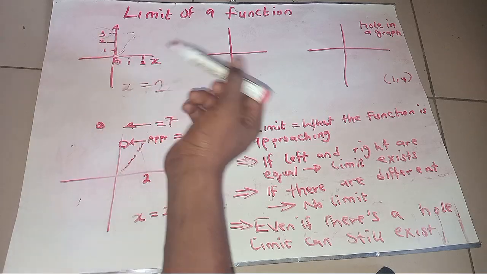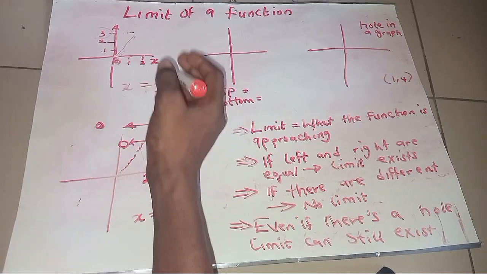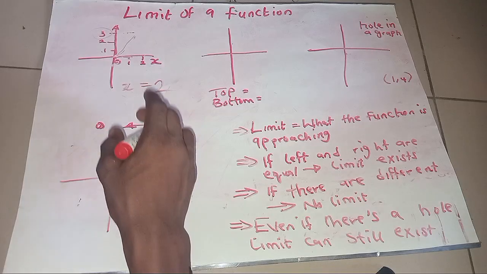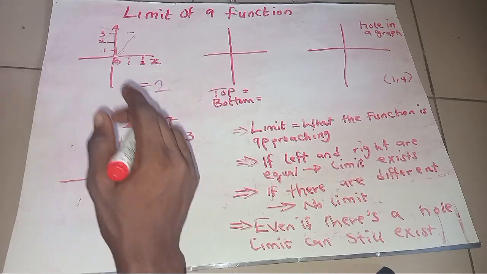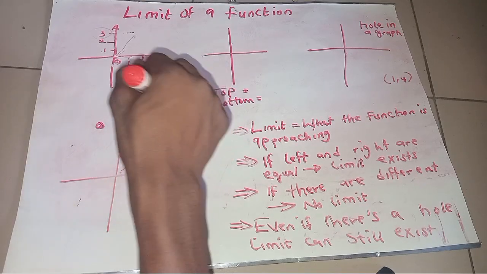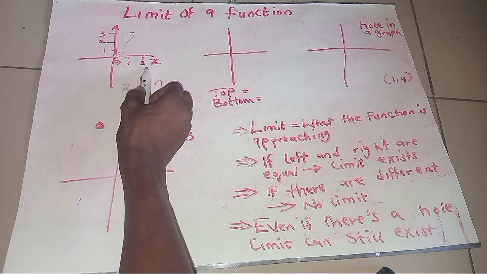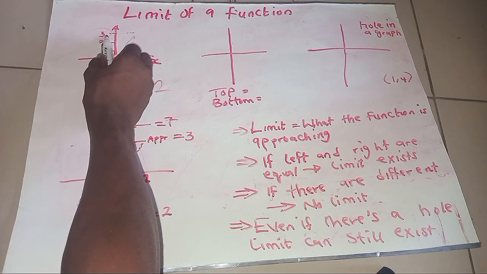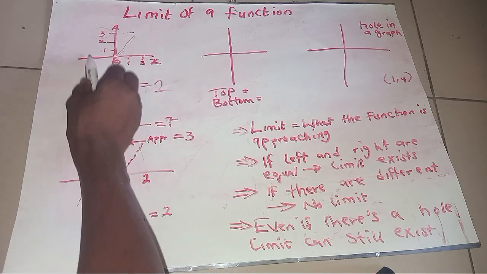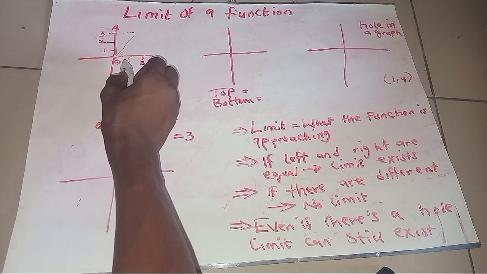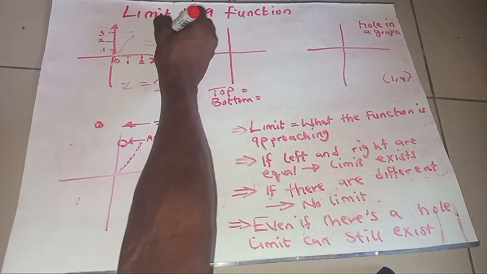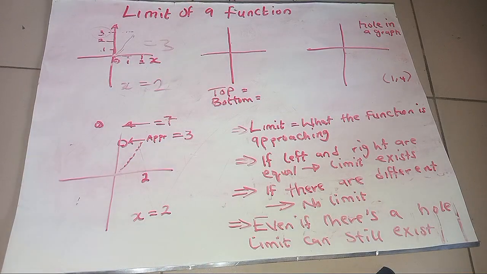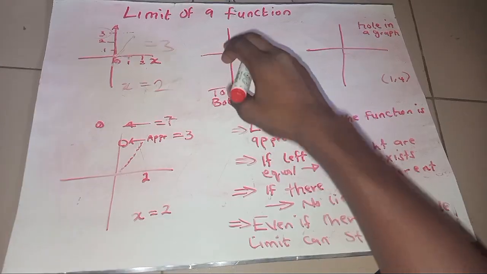3. So limit is all about what it is approaching and not what it is exactly. The limit is talking about where it is going to and not where it is exactly. As it is going to 2, it is approaching what? 3. So the limit of the function of this graph is going to be 3. That is the answer for that.